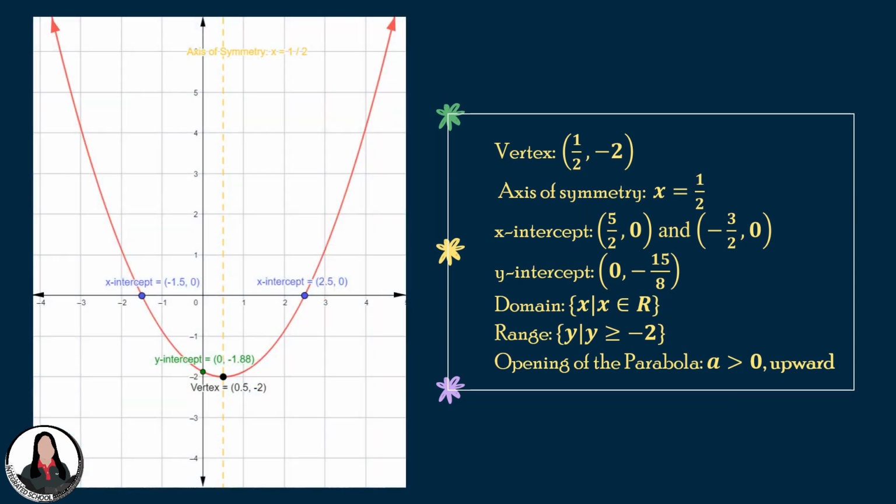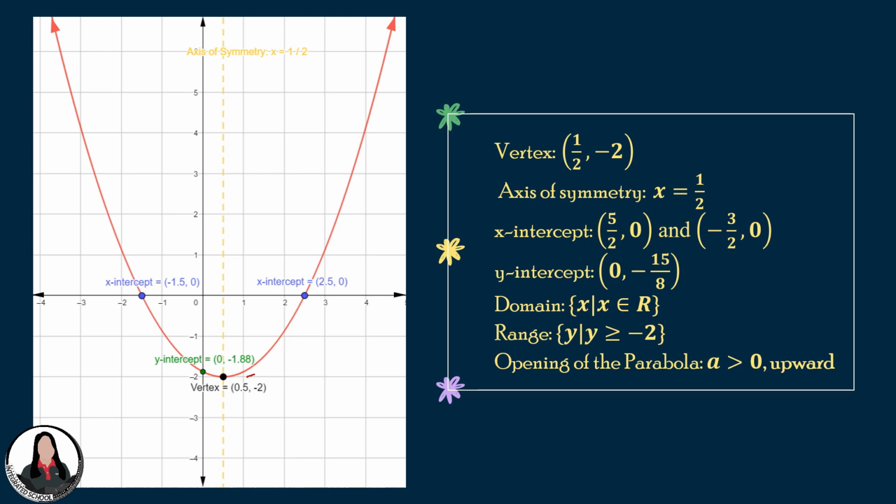Okay, so ito po ang itsura ng ating parabola. Okay, so as you can see, here the vertex lies at 1/2, negative 2. Okay, so ibig sabihin, 1/2 ay nasa x value, so in between ng 0 and positive 1. And then, negative 2 ay it lies sa negative 2 value ng ating y. So, this is our vertex.